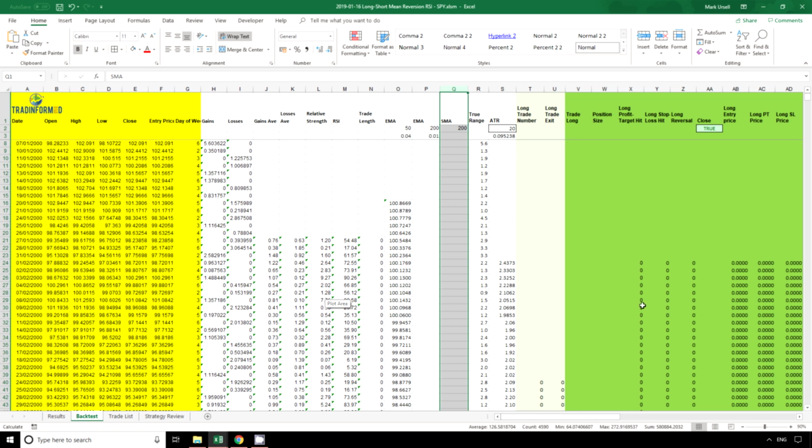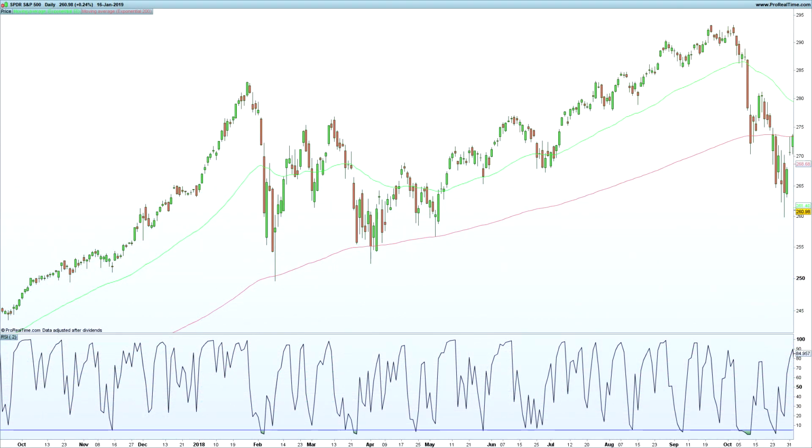Now, if we look on a chart, we can see what this trading strategy looks like. I have a short period RSI, and I have a long period golden cross acting as my long-term filter. And you can see when the RSI hits an extreme value to the downside, we have a potential buying opportunity.